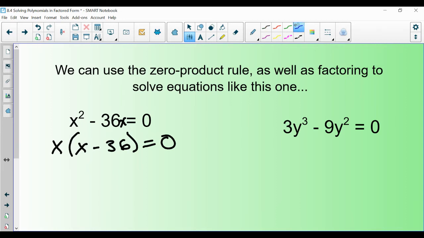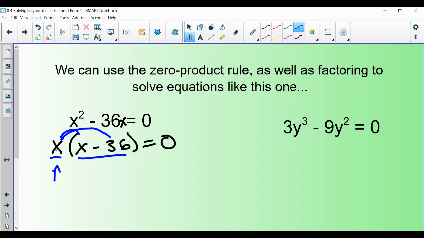You guys with me? If we were to distribute this x back in, x times x is x squared, and x times negative 36 is negative 36x. So we did that distributive property, that undoing it process right there. Now we're going to use the zero product property, which says that if we have something and we multiply it by something else and it equals 0, then this must have been 0.